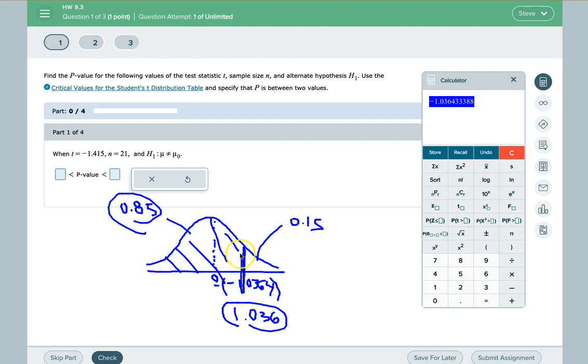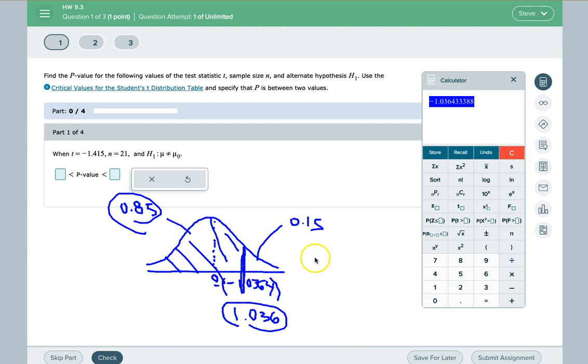But look at, if I'm saying what's the area to the left of this 1.036 z value? Well, area is 85, or 0.85. But what's the area to the right of 1.036? Well, the area to the right is 0.15. So that's kind of what you have to distinguish. That's the deal. That's what happens.